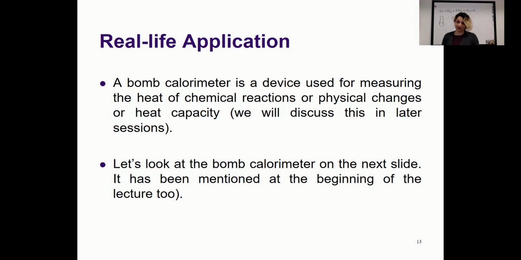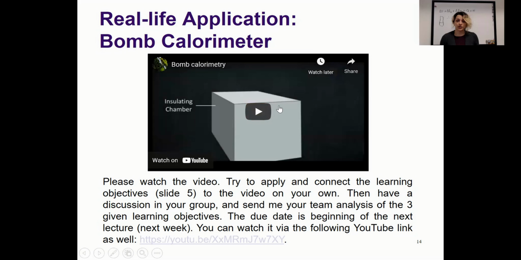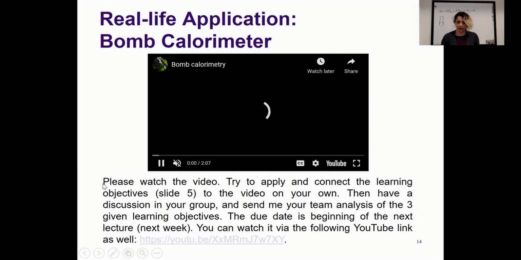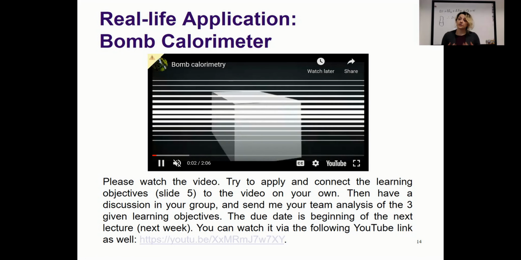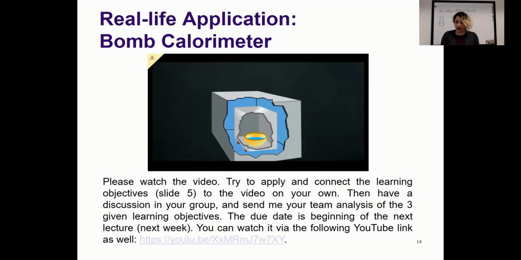But now let's go to the real life application. A bomb calorimeter is a device used for measuring the heat of chemical reactions, physical changes, or heat capacity. We will discuss this in later sessions. What I want you to do is watch this video on your own, then try to apply and connect the learning objectives on slide number 5 to the video by yourself. Then have a discussion in your group, share what you have found, and send me your team analysis of the 3 given learning objectives.